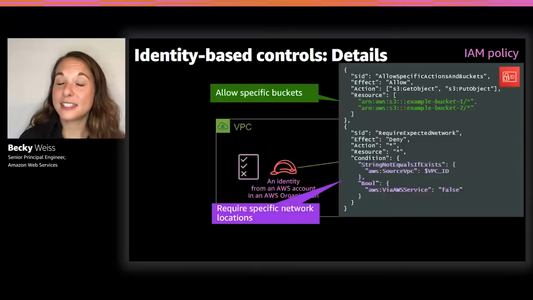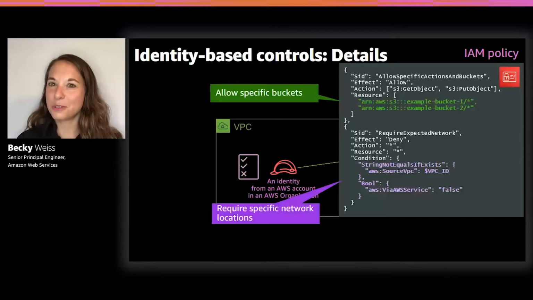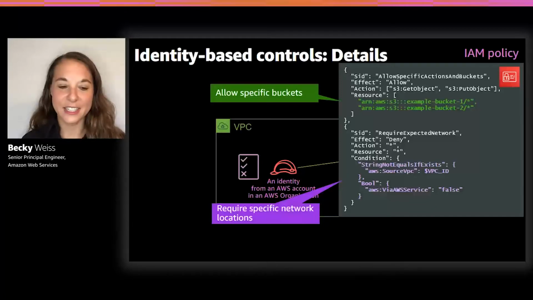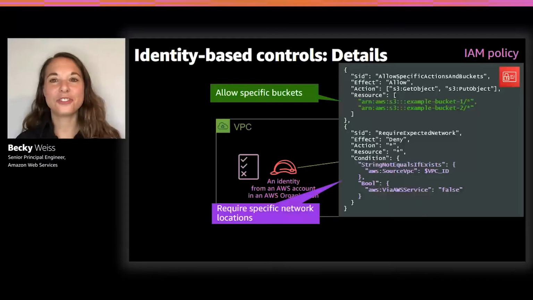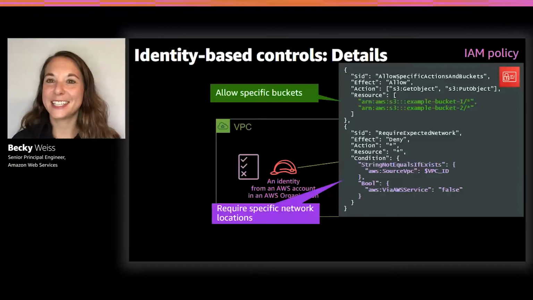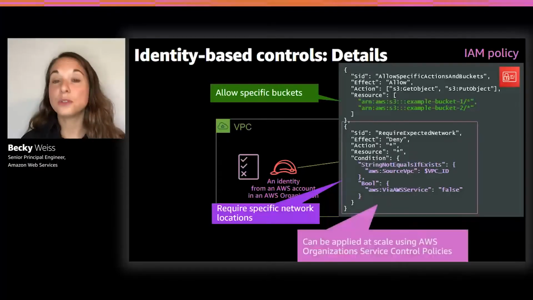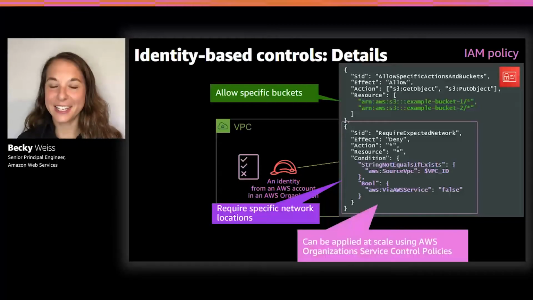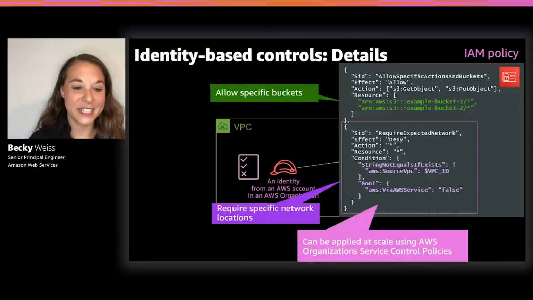The second policy statement here, it's a deny. Notice, so it's kind of an assertion of an invariant. I'm saying that if this identity tries to take any action from anything other than this VPC network that they're expected to take action from, I want the access denied. Now you'll notice that there's a via AWS service thing in there. It's relatively new, so you may not know what it is yet. I'm going to talk about that later and why that is so useful for your data lakes.